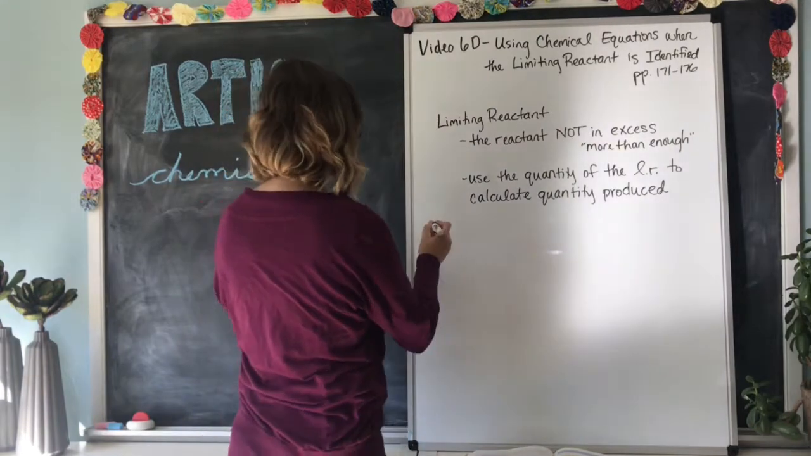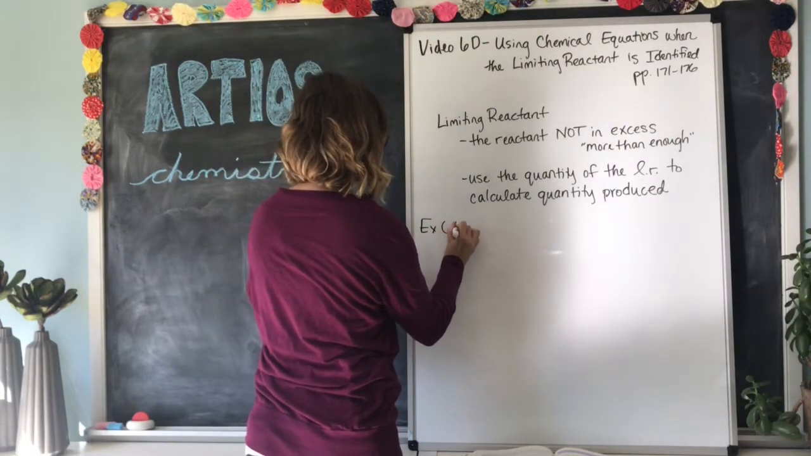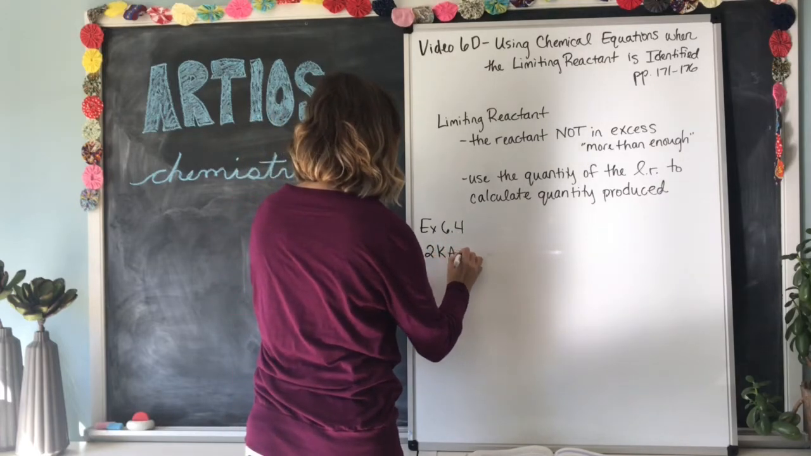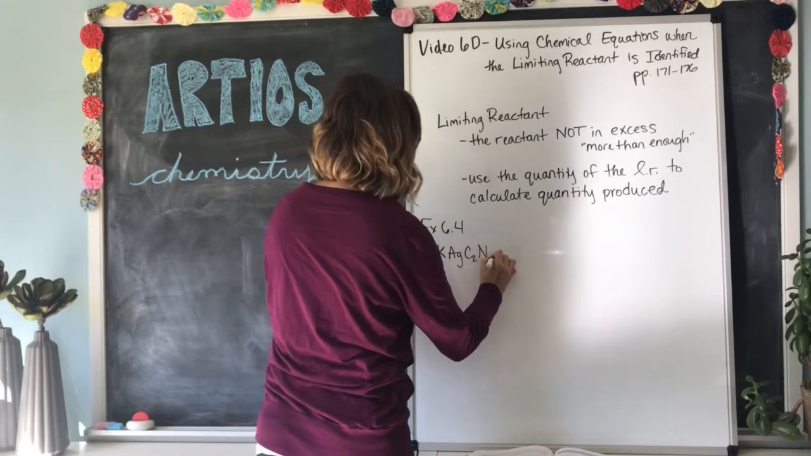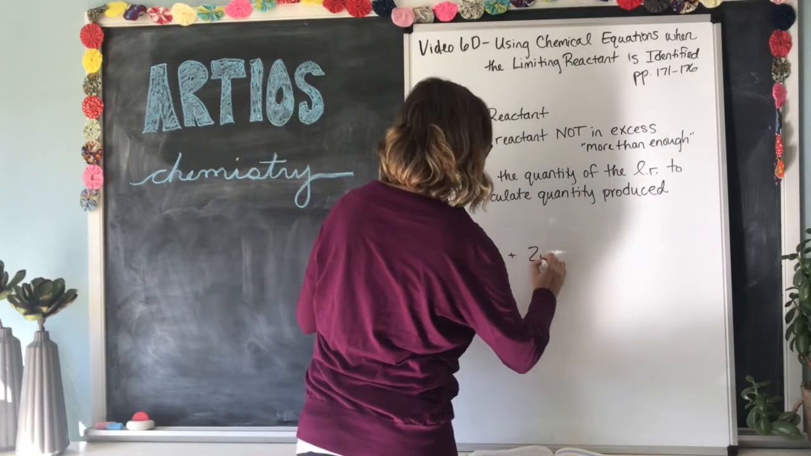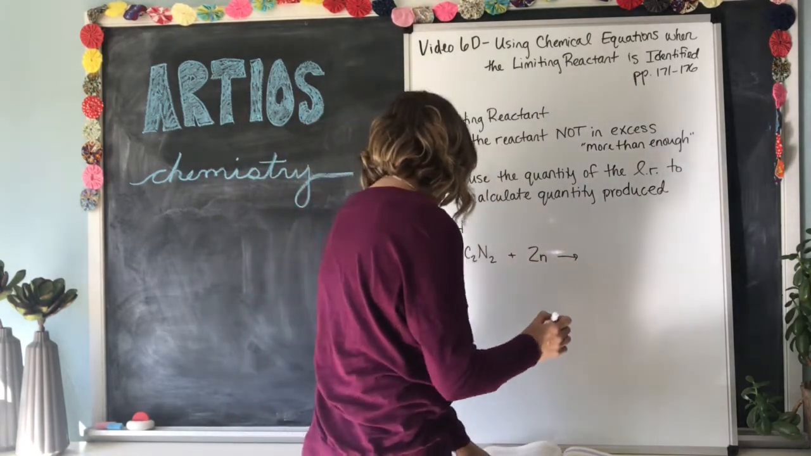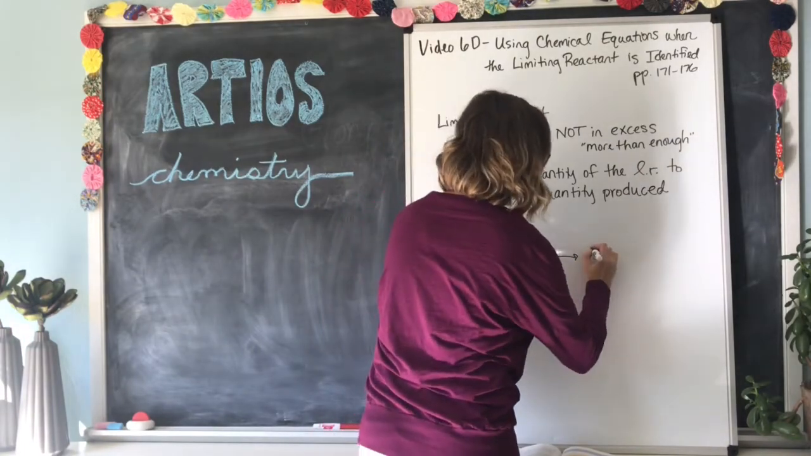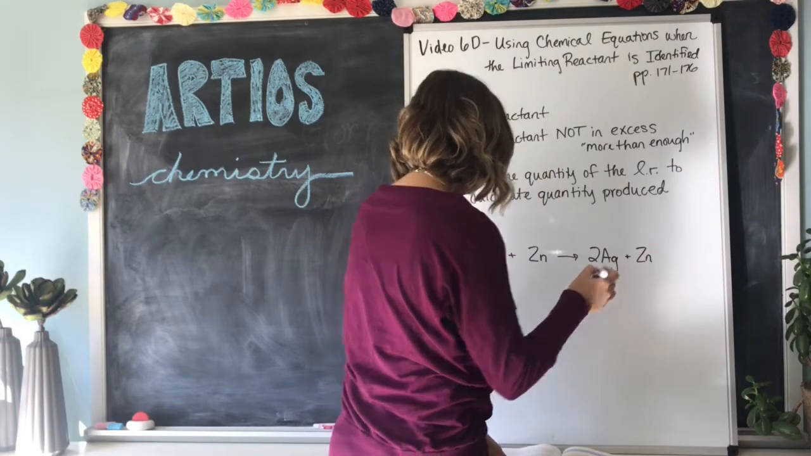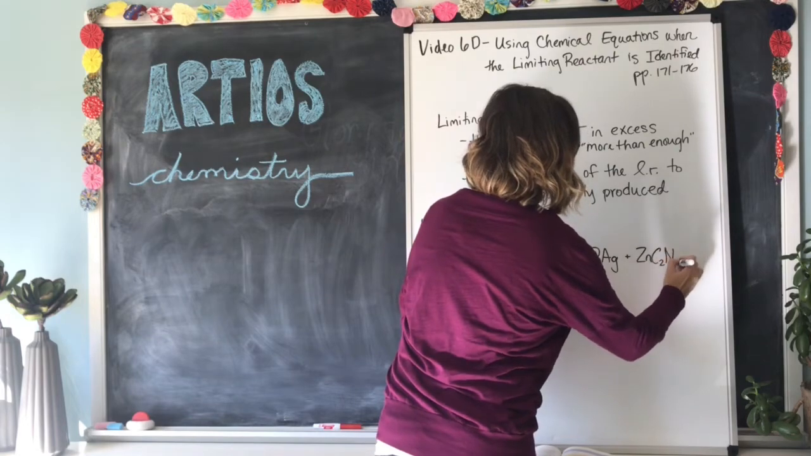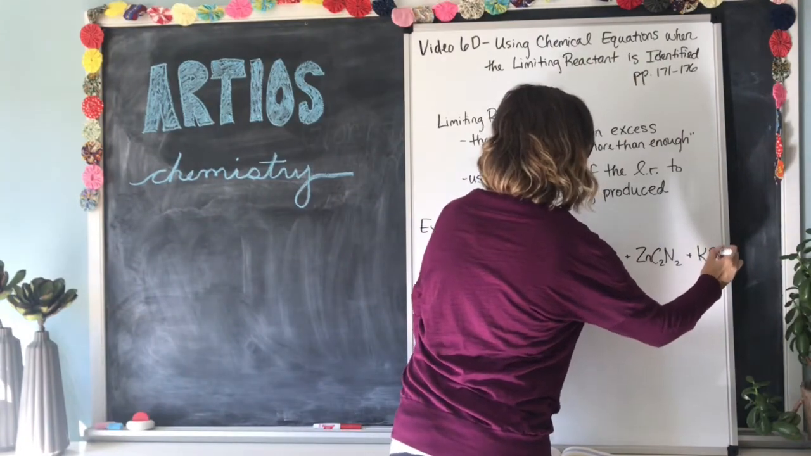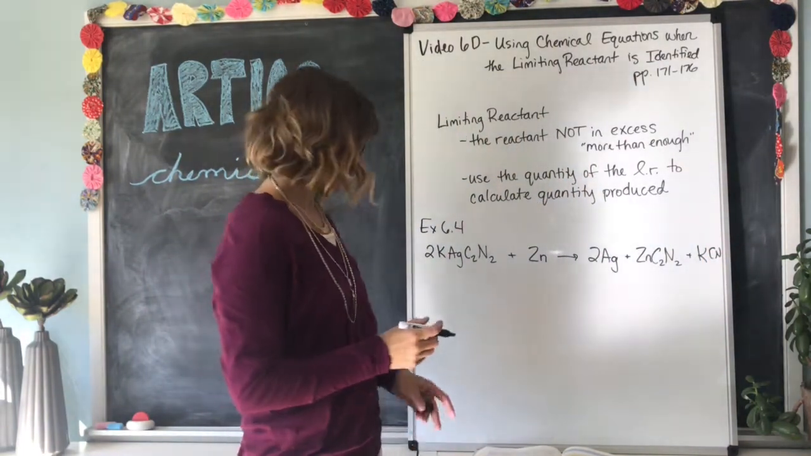We have 2 KAgC2N2 plus the other reactant is zinc, Zn, yields 2Ag plus Zn C2N2 plus KCN. Okay, I just copied the balanced equation from the example.